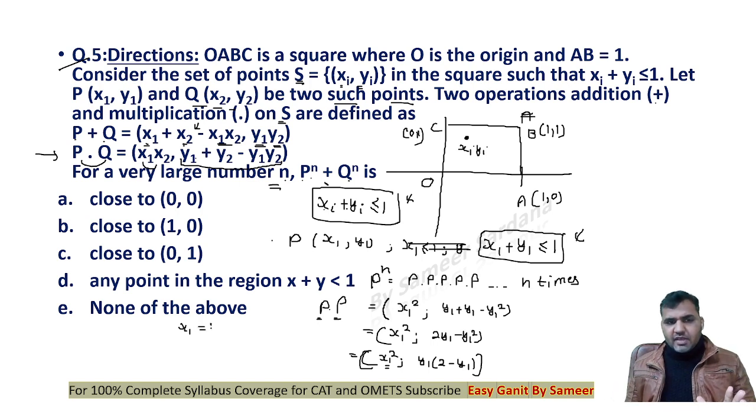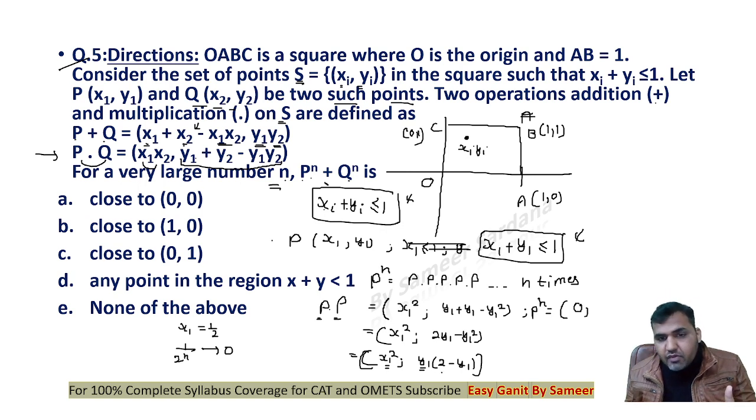For example, pick the value of x as 1 by 2. Now if I say what is 1 by 2 power n, where n is a very large number, obviously you see that this will tend to 0. Can I say that for P power n, where n is a very large number, the abscissa will tend to 0?